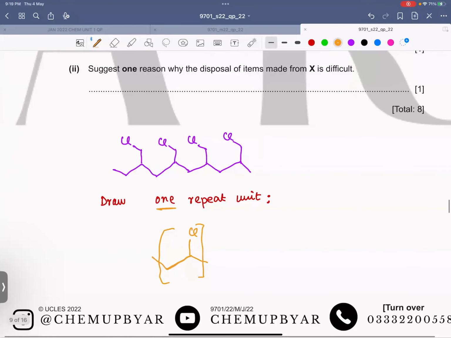No, because the examiner asks you to draw one repeat unit. For example, if instead the examiner asks you to draw 3 repeat units, you would repeat it 3 times, but don't write the n. N is written when you have to show the equation.